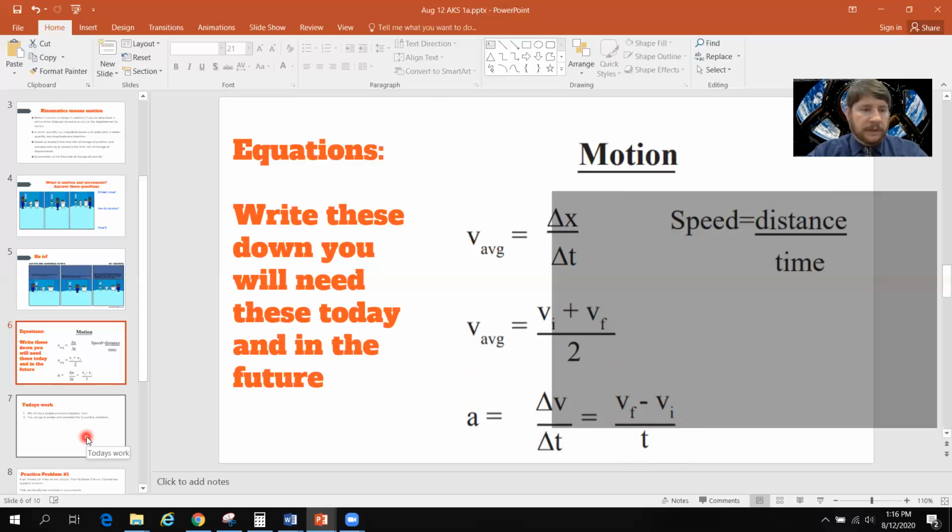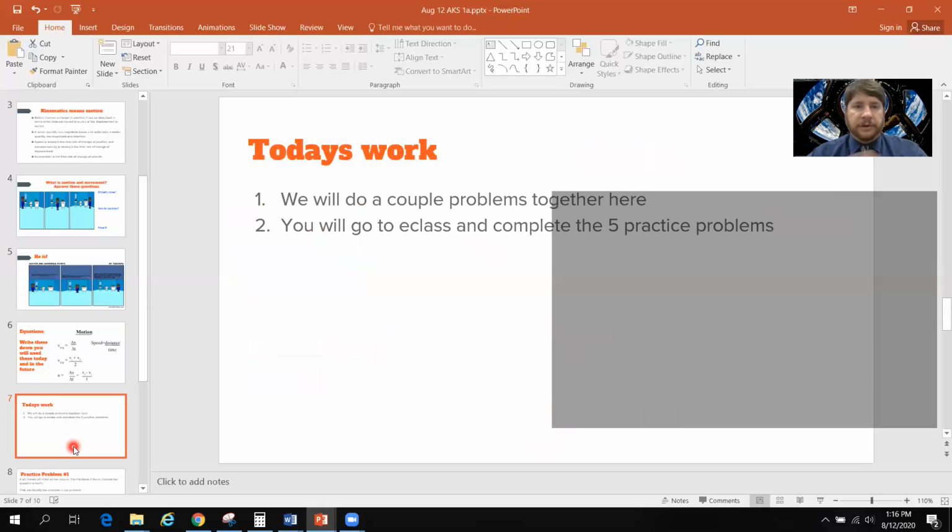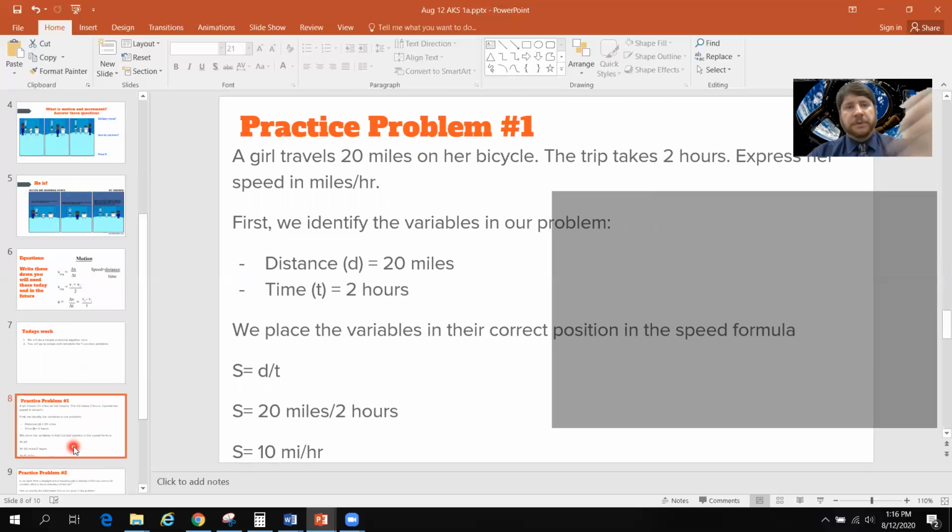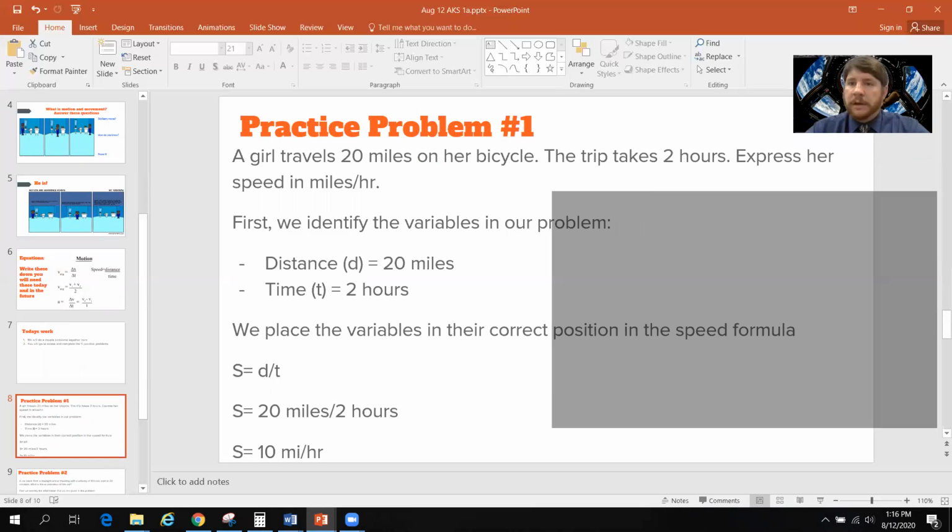So here's just a quick reminder in the slides of what you're supposed to do here. We're going to look at the first two practice problems, or the only two practice problems, and then we'll look at a couple of the actual assignment questions. All right, so practice problem number 1: a girl travels 20 miles on her bicycle, and the trip takes 2 hours. Express her speed in miles per hour.